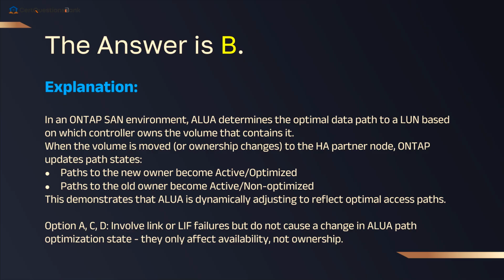Options A, C, and D involve link or LIF failures but do not cause a change in ALUA path optimization state. They only affect availability, not ownership.